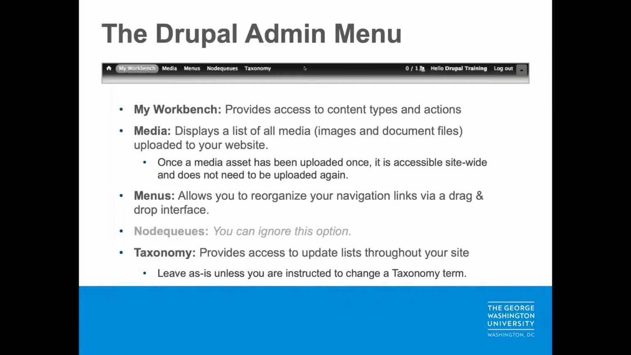And then the Drupal admin menu. This is this black bar that you see up at the top. It's always going to be present as long as you're logged into the backend of your GW Drupal website. And it just has some links to various administrative areas on the website, back to that Workbench Dashboard, for instance. This house icon will take you to what the front end view of your website looks like while keeping you logged into Drupal. And then you can get to the media list, where it will display all of the assets, your images and documents that have been uploaded to the website.